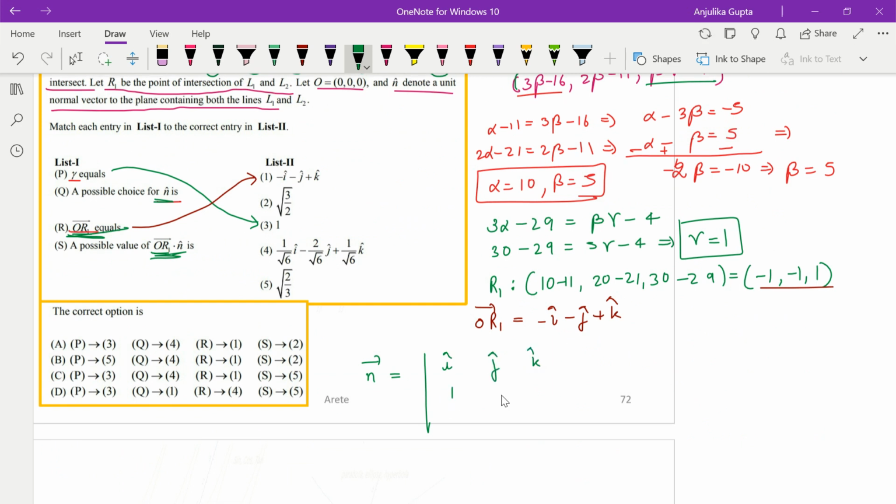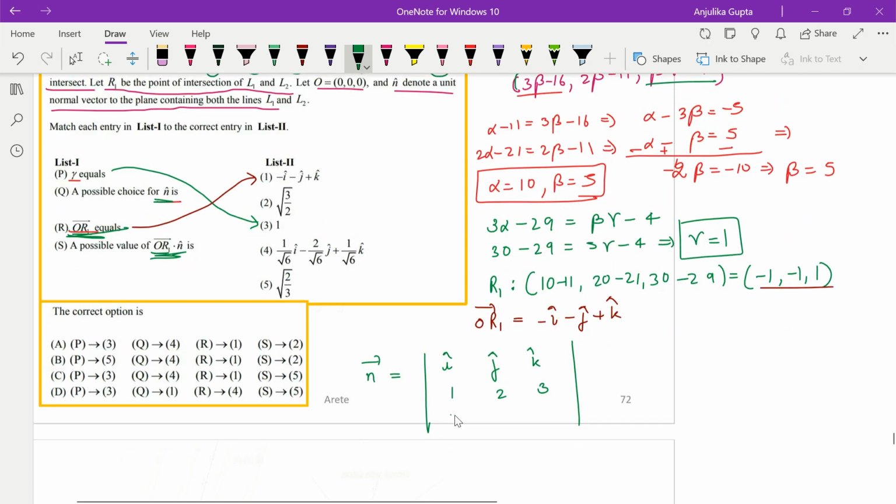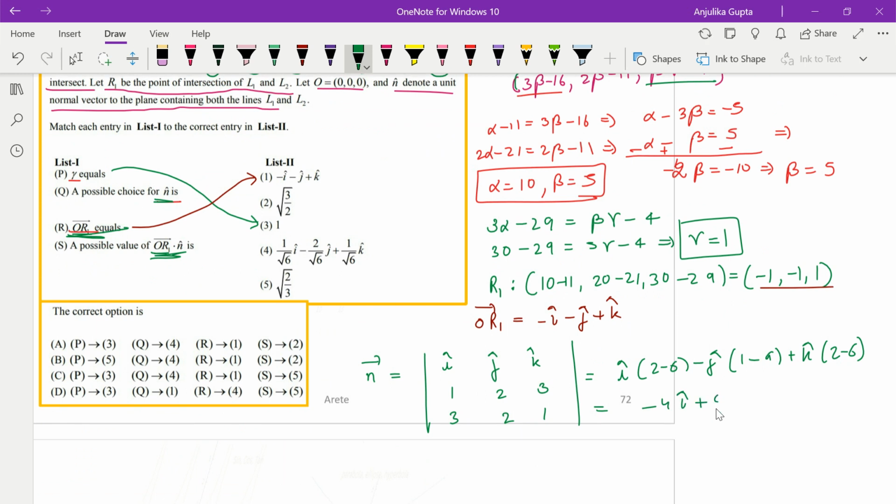So I just write 1, 2 and 3. That's the first one, and then 3, 2 and 1. That's the second one. So can you solve it quickly? Let's do that. 2 minus 6 times i, minus j times 1 minus 9, and then plus k times 2 minus 6. Okay, so you get minus 4i, plus 8j, and minus 4k.